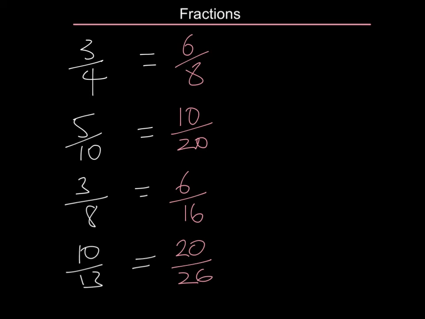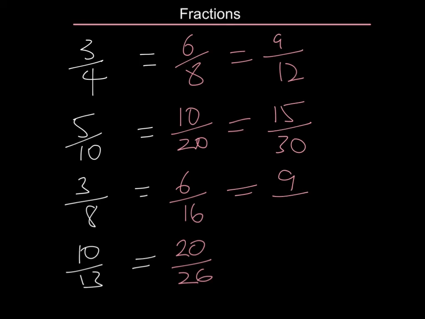I could also multiply them by 3. So the first fraction, 3 times 3 and 3 times 4, gives me 9/12. For the second fraction, 3 times 5 and 3 times 10 gives me 15/30. For the third fraction, 3 threes are 9 and 3 eights are 24. And for the last one, 3 tens are 30 and 3 13s are 39.